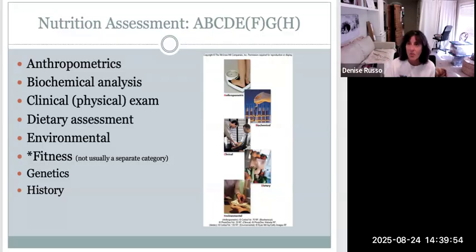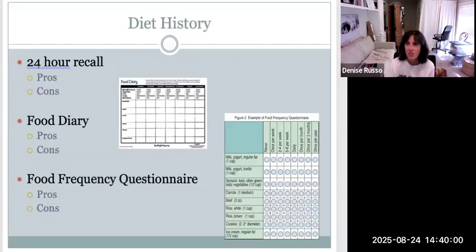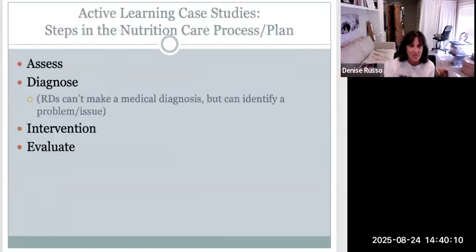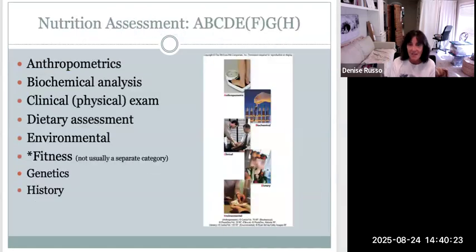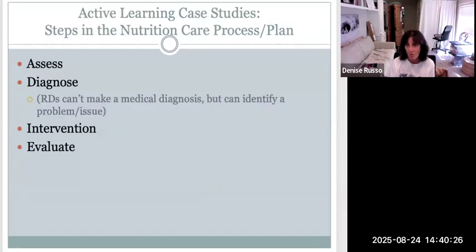And you will look at something called the nutrition care process, and you should be familiar with the steps in the nutrition care process. Let's see. Yeah, this is just some ideas of how you might do your dietary assessment. And then something you might want to do is think through this nutrition care process, this planning process of how you assess. You would actually look at all of this information to make your assessment. And then from that, a diagnosis would be made. RDs don't make diagnoses, but we'd identify a problem. And then you would decide on the intervention and you evaluate.